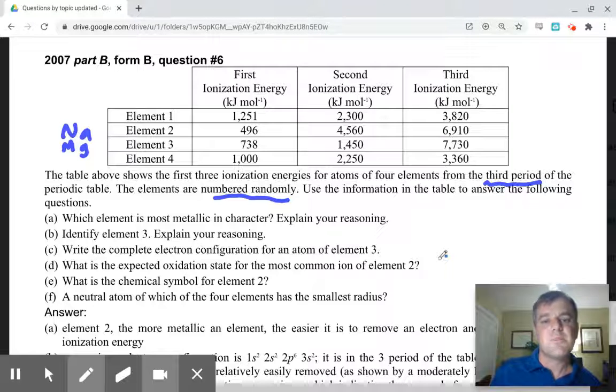Then for D, what's the expected oxidation state for the most common ion of element 2? Well, since that's sodium, that's a +1. It easily loses an electron. Its chemical symbol is Na.